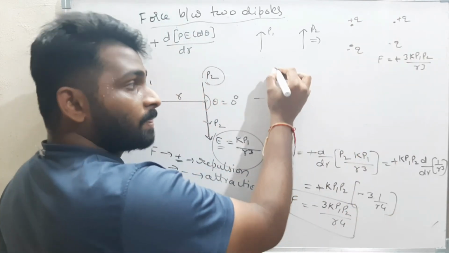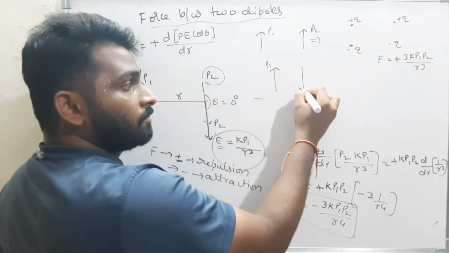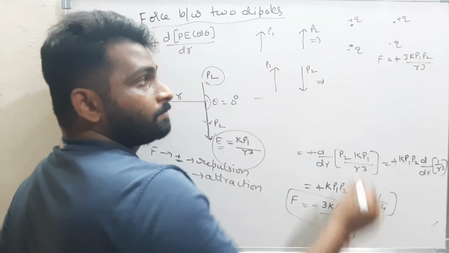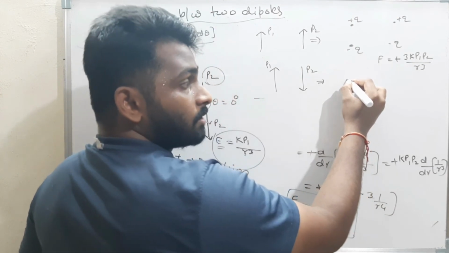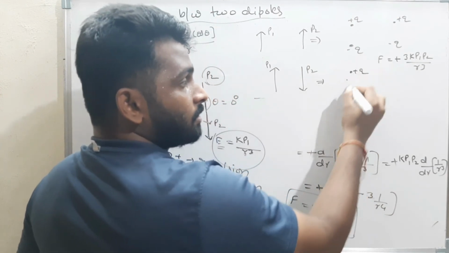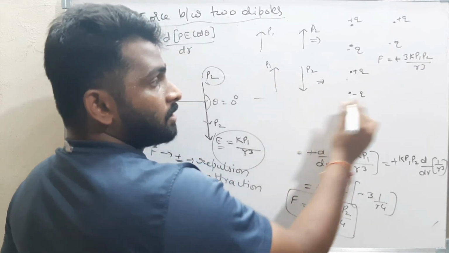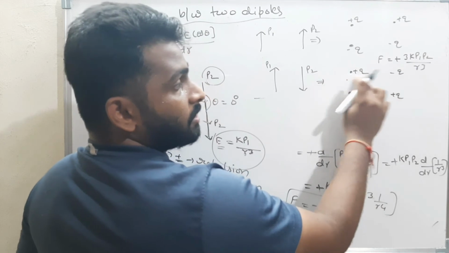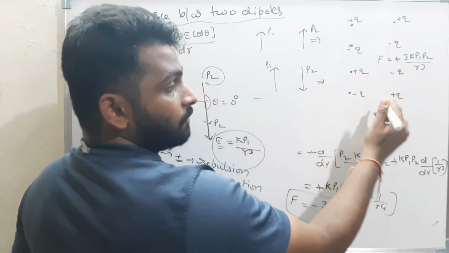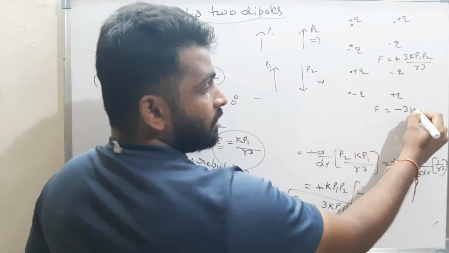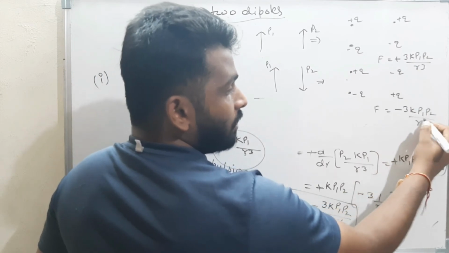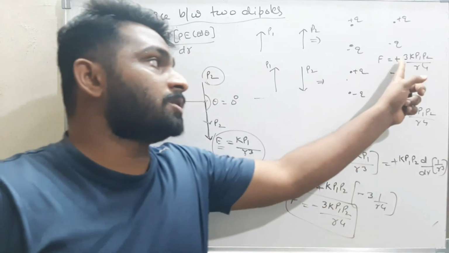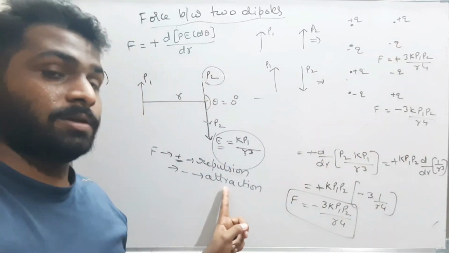If by chance, this is P1 and this is P2, and one of the dipoles is reversed. Now tell me: this is plus q and this is minus q, minus plus. Now for this dipole, this is minus q and this is plus q. Plus minus will attract, here minus plus will attract. Therefore the force is minus 3k P1 P2 by r to the power 4. Plus denotes it is a repulsion, minus denotes it is an attraction.